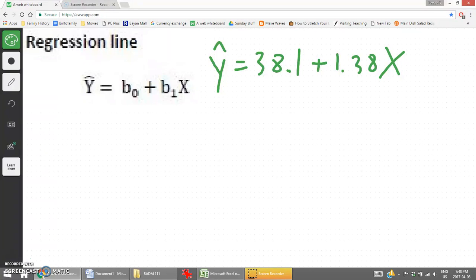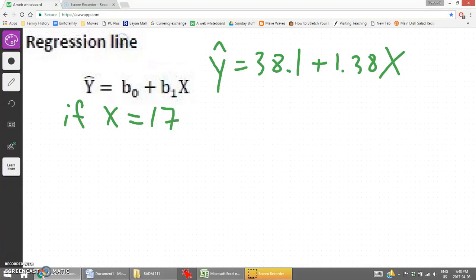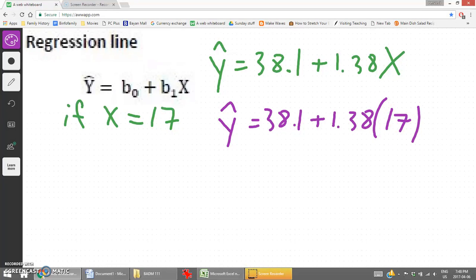In the first part, it says basically if x equals 17, what will y equal? So you put in this equation here. Estimated grade is going to be 38.1 plus 1.38 times 17. So estimated y would equal approximately 61.6.